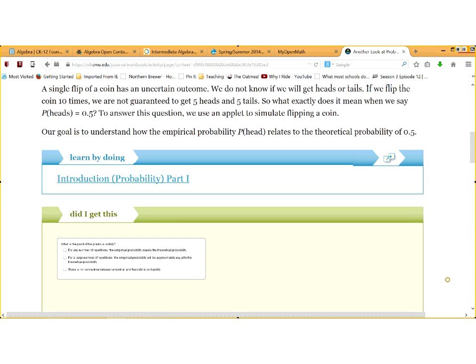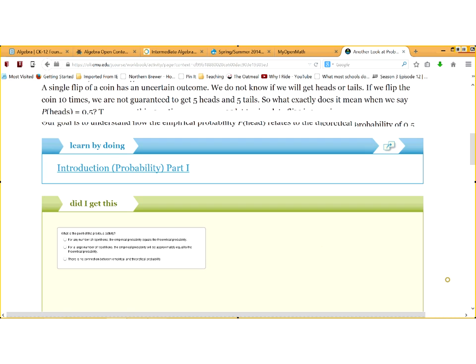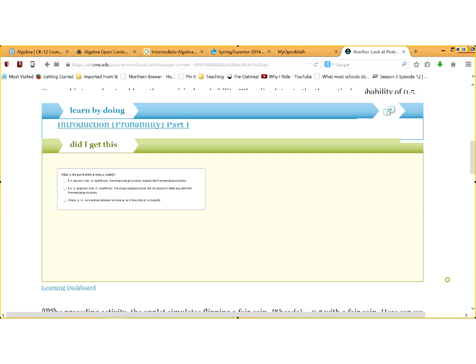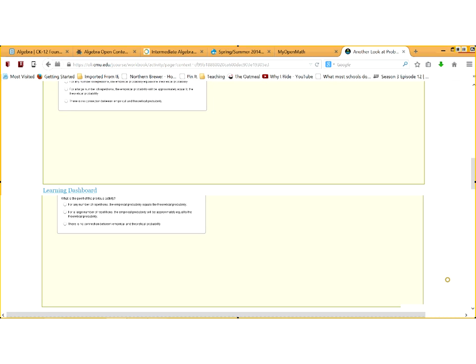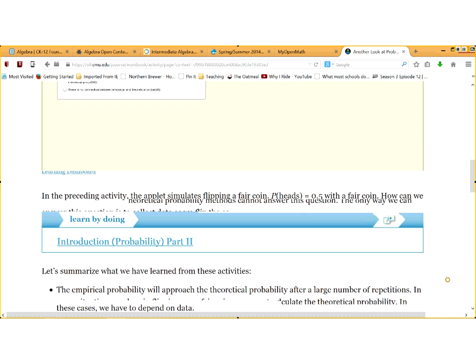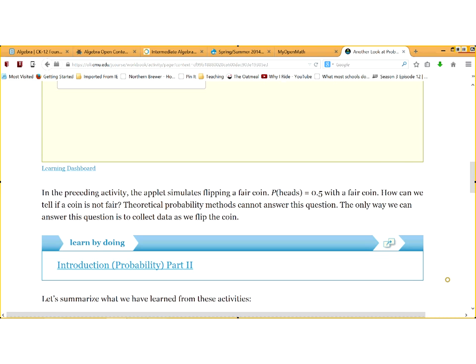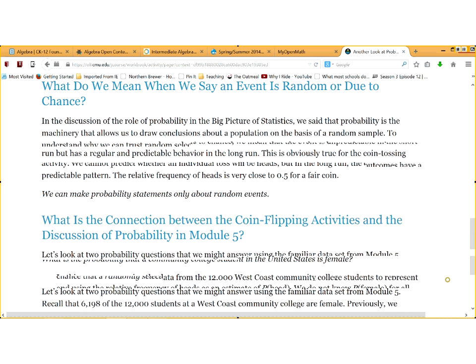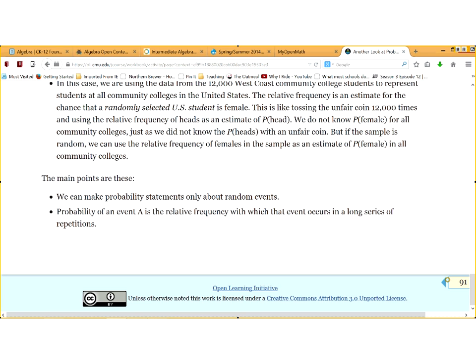That's what this has said. What does it mean when we say that the probability of heads is 1/2? And then we use an applet to simulate flipping a coin. You should go and take a look at that. But basically, the idea is that the more times you flip the coin, the closer it'll get to 50-50, the overall results. That's the big idea to take from the very first part of this.